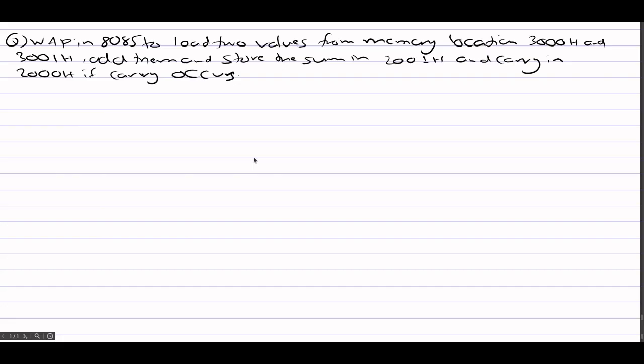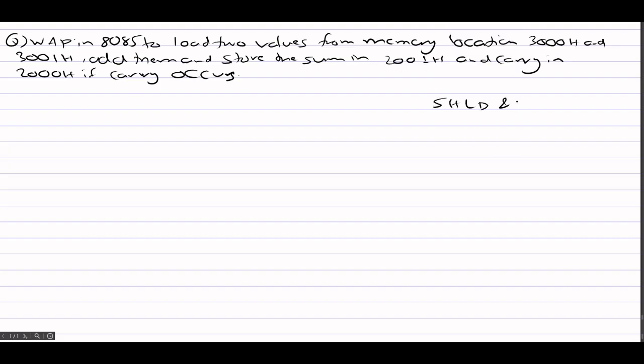In this video, we are given the same question as in the previous video, where we are asked to write a program in 8085 to load two values from memory location 3000H and 3001H, add them and store the sum in 2001H and carry in 2000H if carry occurs. So for this particular video, we are going to do this using SHLD and LHLD approaches.